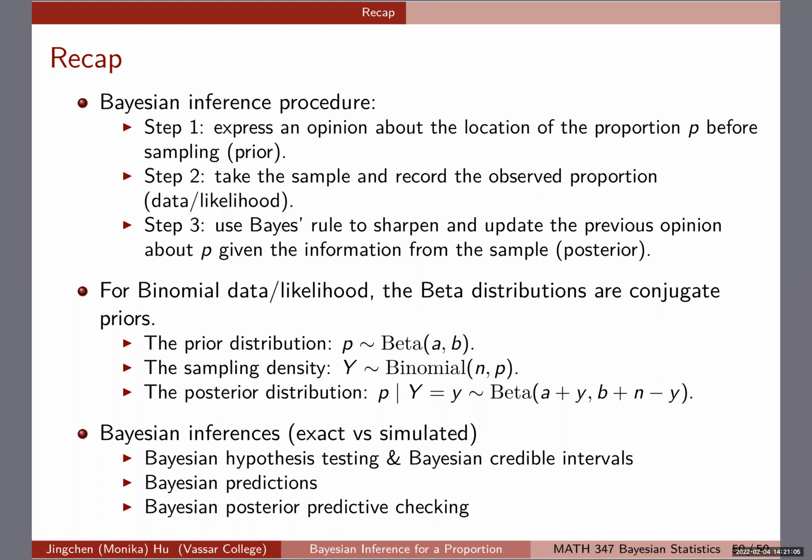And the last topics we covered are the inference methods and techniques. For all of them, we talked about the exact versus the simulation-based method: hypothesis testing, credible intervals, predictions, and lastly, the predictive checking. They are very useful, and we will see how that can be done in some other more complicated models as a way to check how good our model fit is.